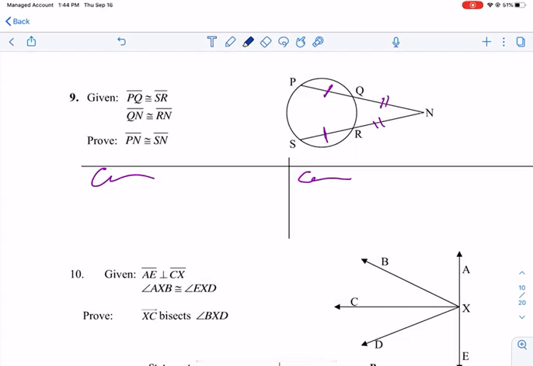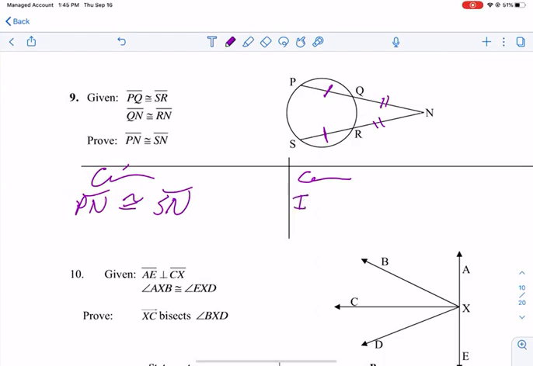All right, so is this one addition or is this one subtraction? This one is addition. So I'm going to say PN is congruent to SN. Again, I just wrote givens. We're just shortening it like that. Okay, so here we're adding two sets of congruent segments.